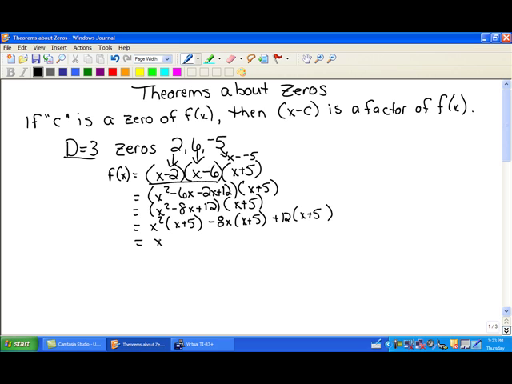That's going to give us x cubed plus 5x squared minus 8x squared minus 40x plus 12x plus 60. One last time of cleaning up like terms will give us x cubed minus 3x squared minus 28x plus 60. This is the function that has the three zeros of 2, 6, and negative 5.